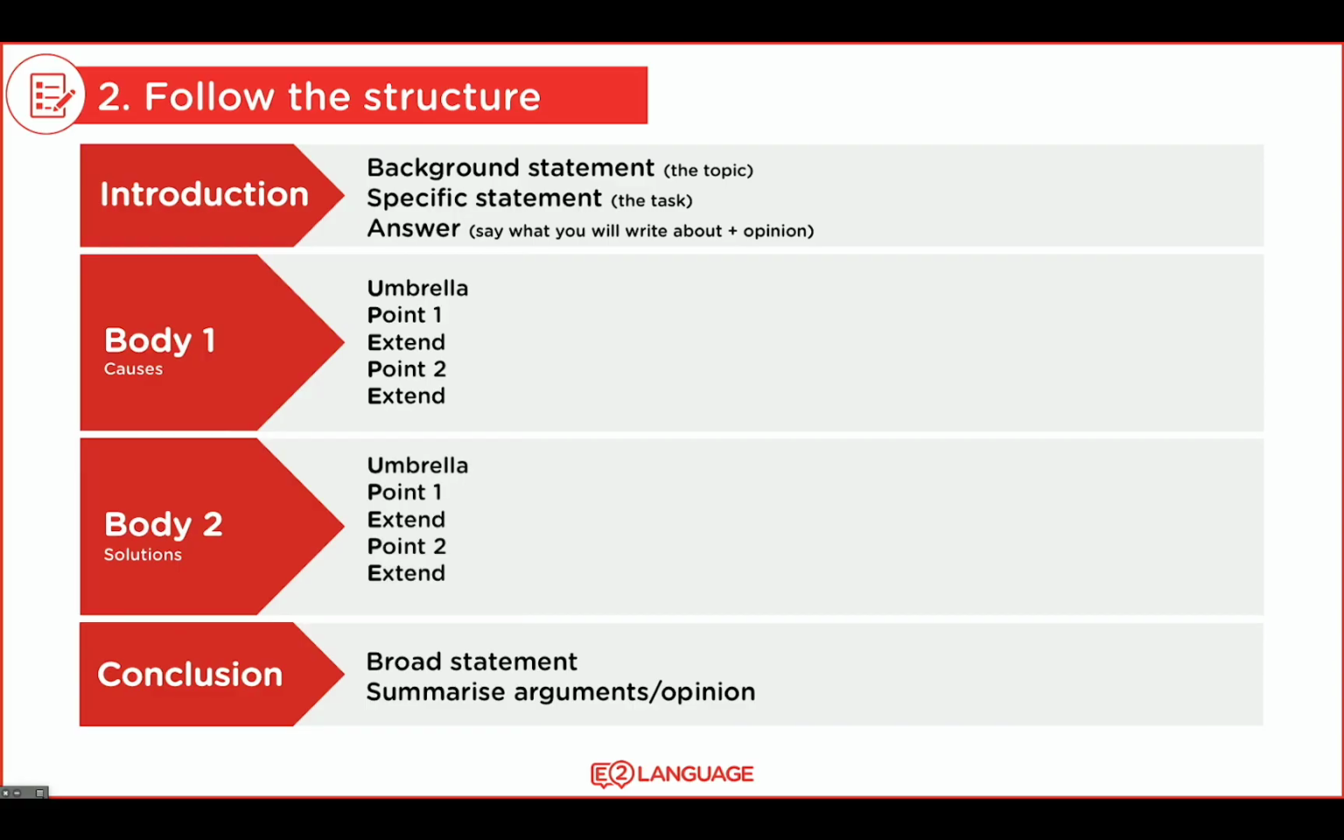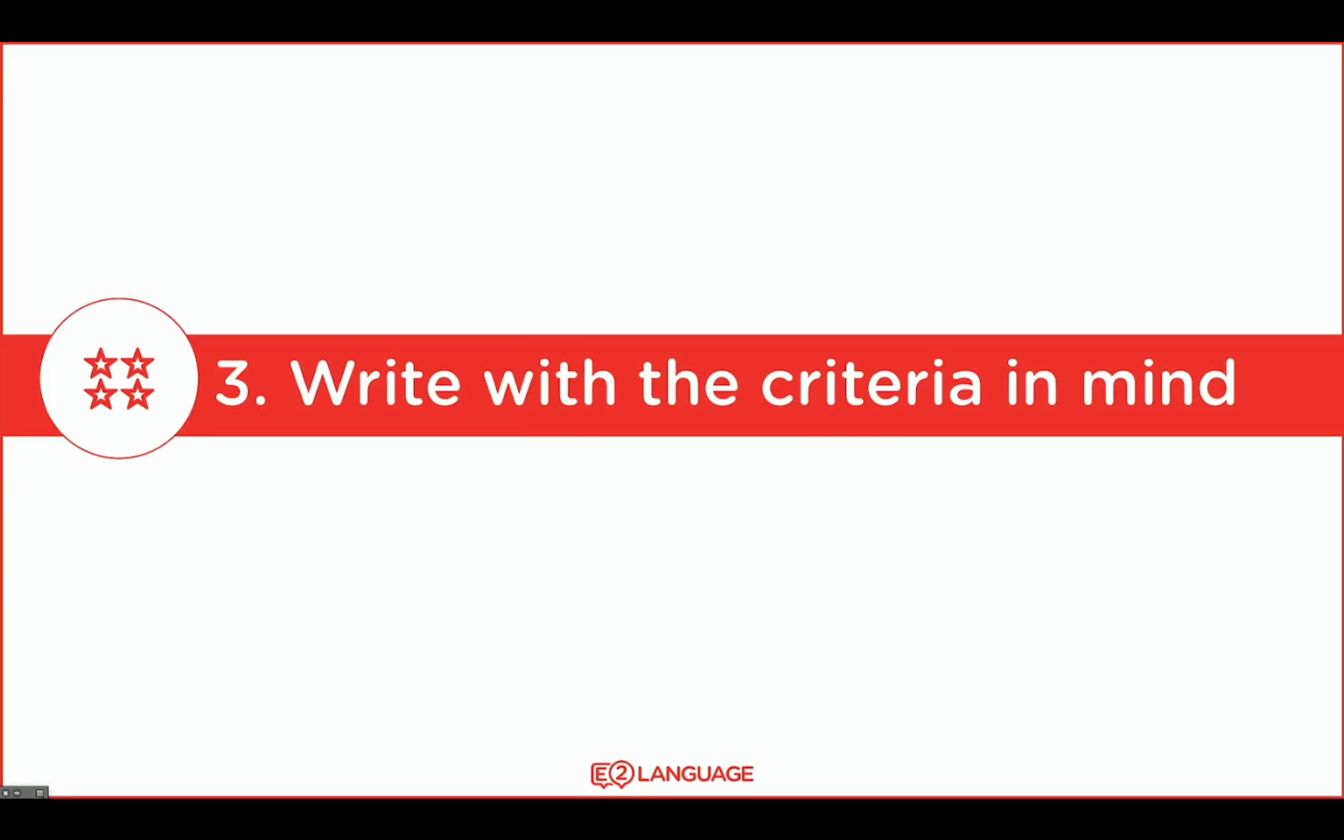In body 2, I'll have my umbrella or topic sentence. I talk about solution 1, which I extend, and solution 2, which I extend. Okay, cool. I know how I'm going to structure this. I've thought about that. Now I'm going to start writing, and I'm going to keep the criteria in mind.